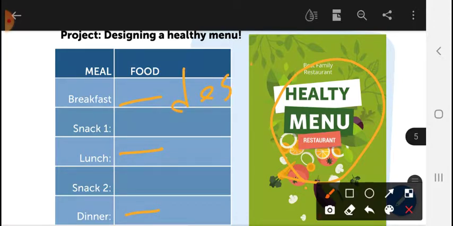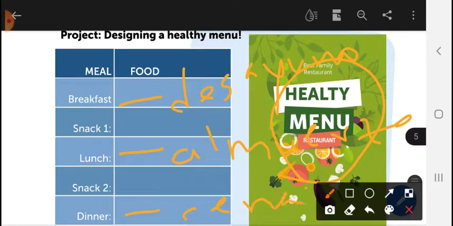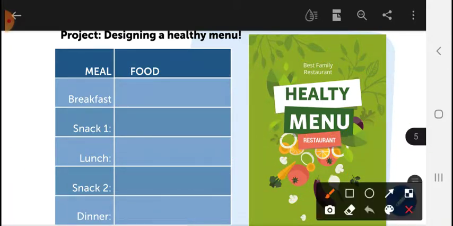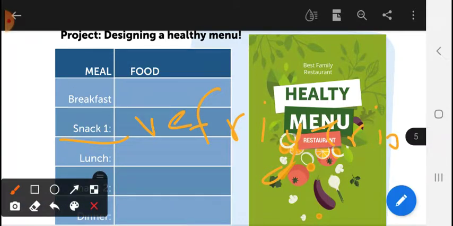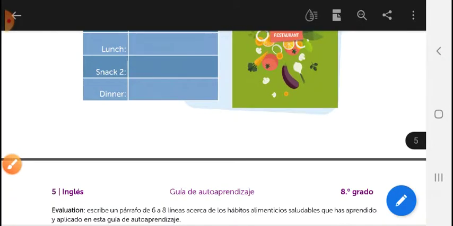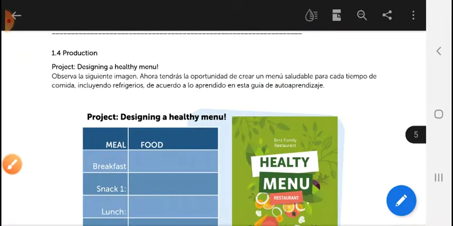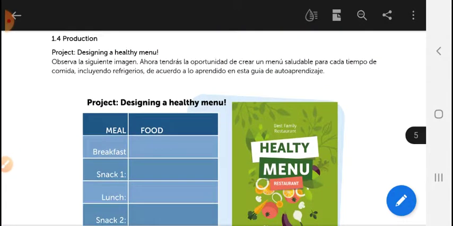For breakfast, you know that breakfast in Spanish, yes? Lunch in Spanish, yes? And dinner in Spanish, okay? And these ones are snacks, okay? In Spanish, this is snack. So you have to design a healthy menu, un menú saludable.